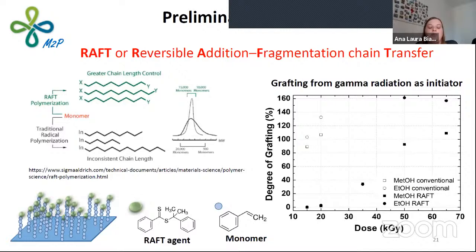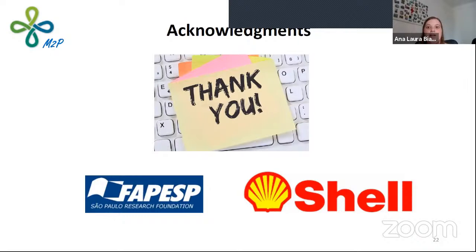So basically, we are improving our membranes as much as we can in terms of conductivity and stability. And now we have several membranes ready to be tested for methane conversion. And we are starting that in the upcoming weeks. And so far, we have very good results. So I would like to thank everybody that is watching, FAPESP and Shell. Thank you very much.